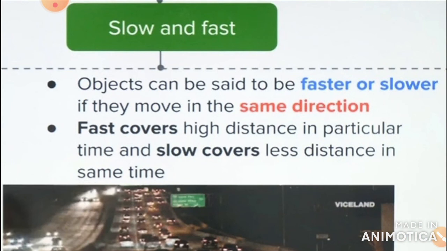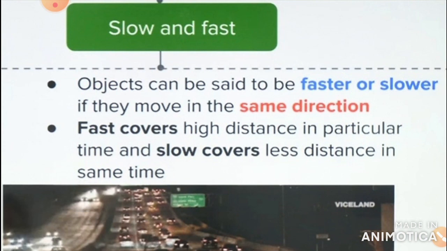If they are moving in the same direction, on the same path, we can easily say which is moving faster. We can say that the one covering the larger distance in less time is faster, and the one covering the same distance in more time is slow. These are the slow and fast movements in this chapter, in the motion. Now let's see more on slow and fast.